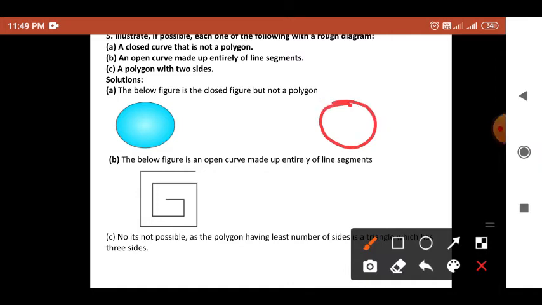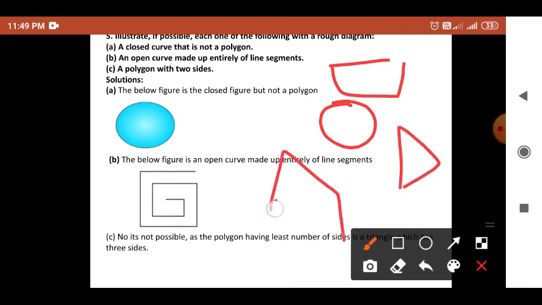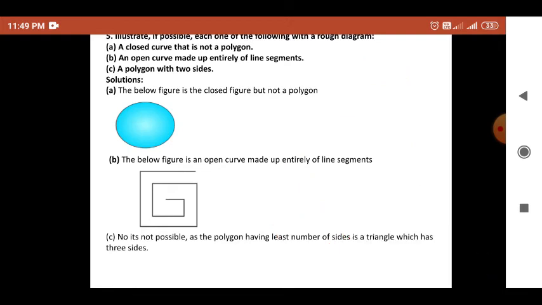See, polygon means it is only made up of line segments. Polygon only made up of line segments. See, these are all the polygons. But see, the circle, you can see in the figure below is a closed figure but not a polygon, right? A circle is not made up of line segments, so it is not a polygon.